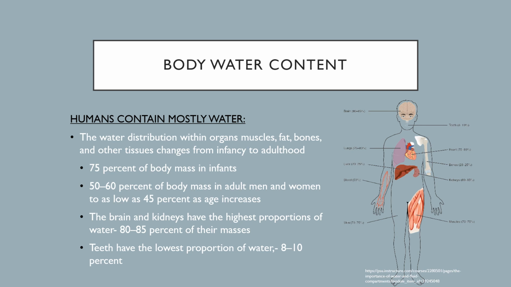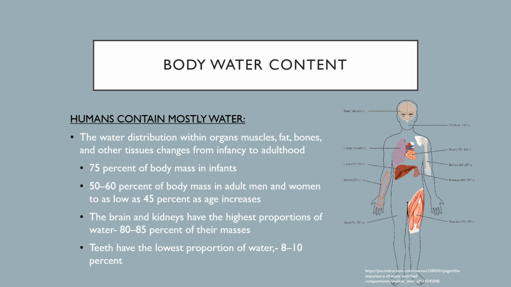Water content changes as humans age and develop, as we contain mostly water. Through development, the water distribution within organs, muscles, fat, bones, and other tissue changes from infancy to adulthood. In fact, infants contain about 75% of their body mass in water. Adult men and women contain 50 to 60% water but can be as low as 45% as age increases.